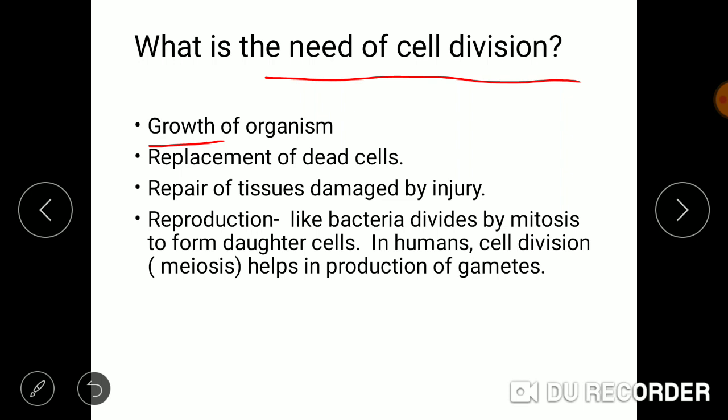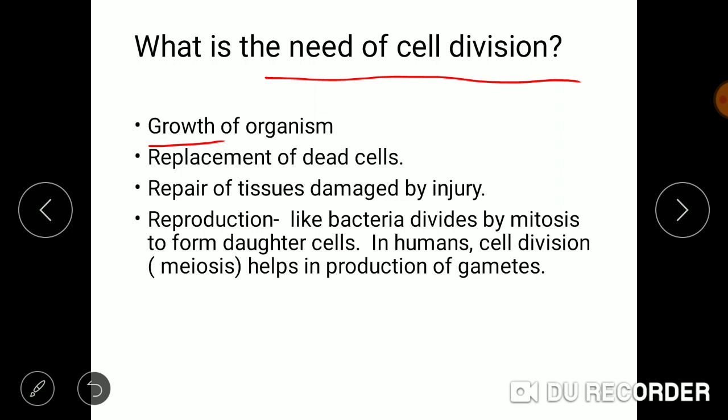Cell division is also responsible for 3 R's. What are those 3 R's? First one is replacement, other one is repair, and the third one is reproduction. Let us see how it is helping in replacement of dead cells. As you all know, every minute millions of cells are getting destroyed and they are being replaced by new cells. These new cells are formed as a result of cell division.